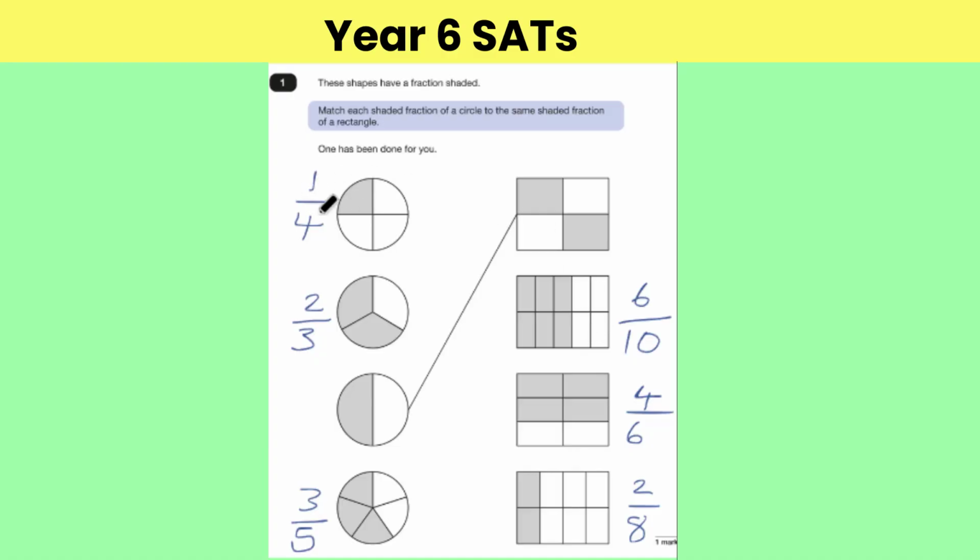So 1/4 is not the same as 6/10 or 4/6, it's the same as 2/8. 2/3 is the same as 4/6. So this is understanding your equivalent fractions. If you don't know how to do a question like this, 3/5 or 6/10, then you need to revise your equivalent fractions. I have plenty of courses on that skill.